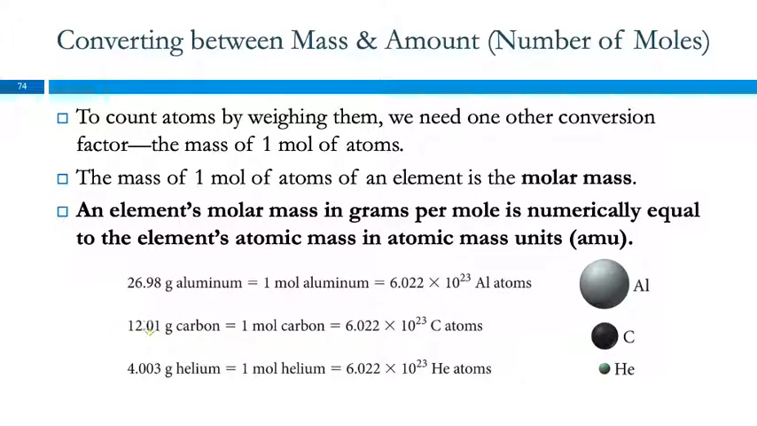Carbon, the average mass is 12.01. That's 1 mole of carbon, Avogadro's number. For helium, the average mass is 4.003 grams. That's a mole. That's Avogadro's number.